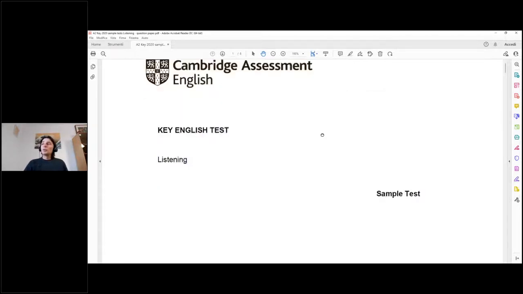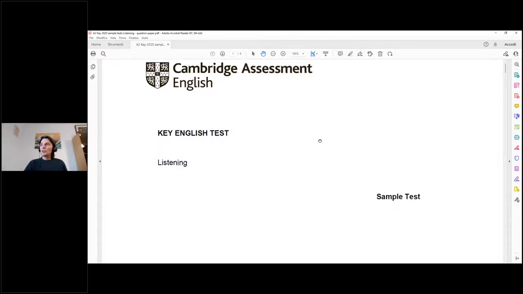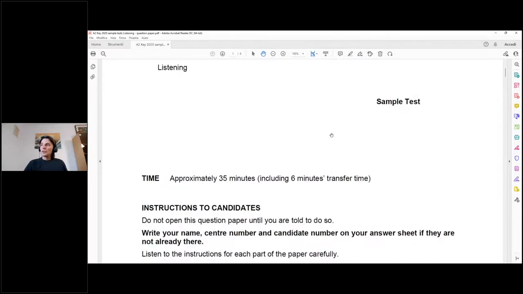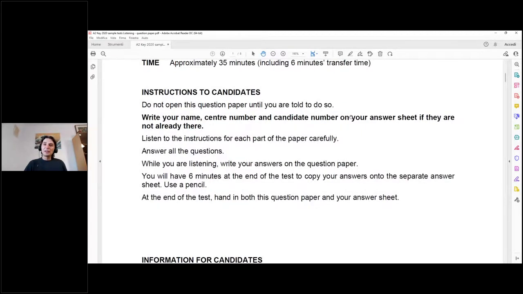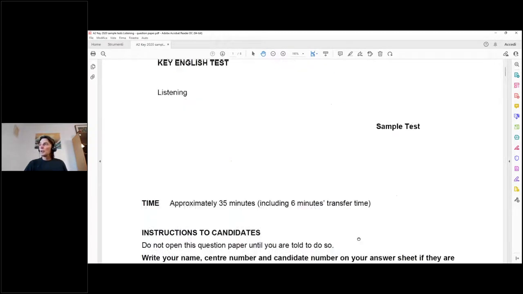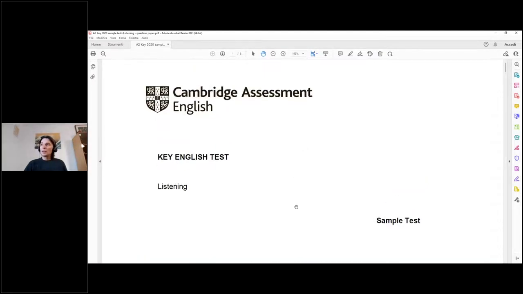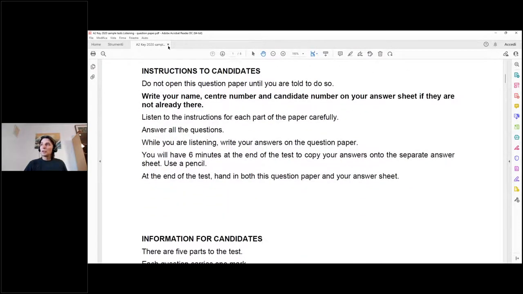So students, this was the listening test. So let me know if it was easy or difficult. I know that I used a different test compared to what we did throughout the course, but it shouldn't have been any harder than what we have been doing throughout the course. So you should have been able to do it.